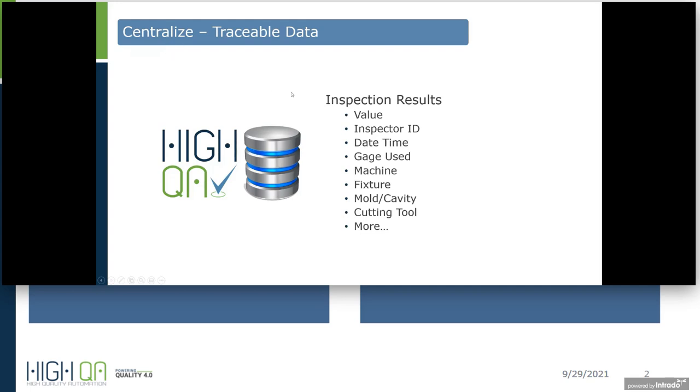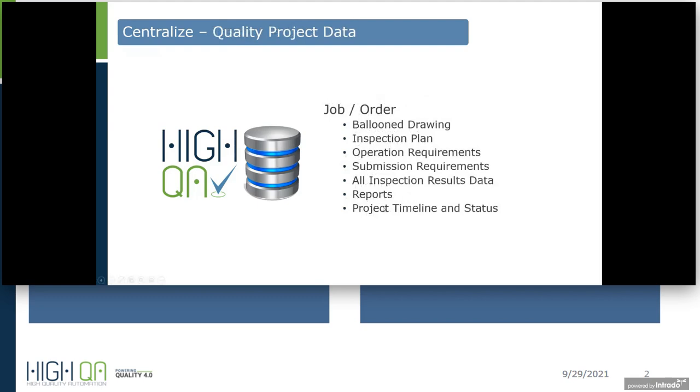Next, we've got quality project data that we also want to centralize into one place, right? So within the context of a job or a work order, you may have a different name for it, right? But at the end of the day, your customer places an order for X number of parts, and you need to keep track of all of the project details, which typically have to do with the quality outcome of those parts, and record all that data. You need to keep it all in one place. Okay, so HiQA does this for you.